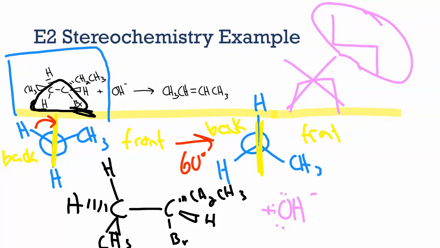Okay, but I only want this if it has hydrogen and a leaving group, okay? Because I could have anti-coplanar, but it's not the right anti-coplanar, with things that I don't want on either side. Then you'll have to rotate the 120.